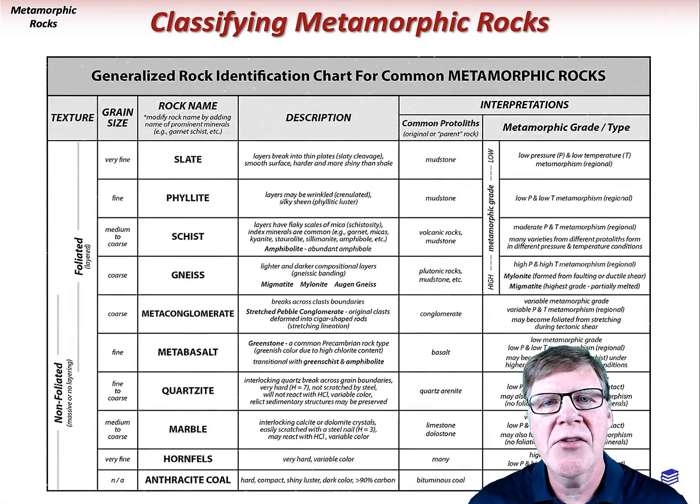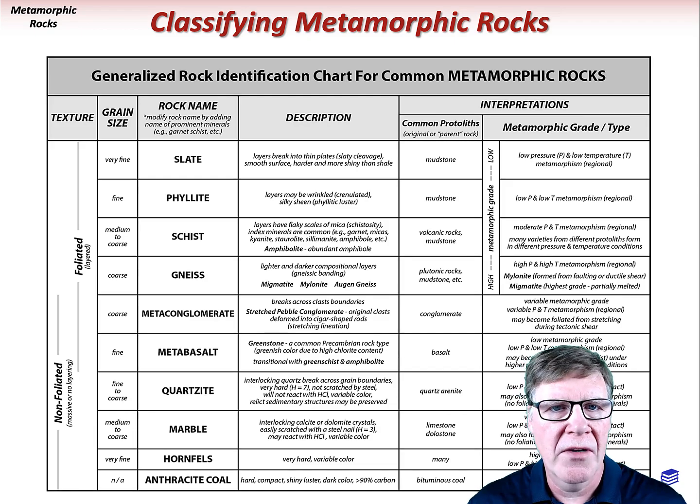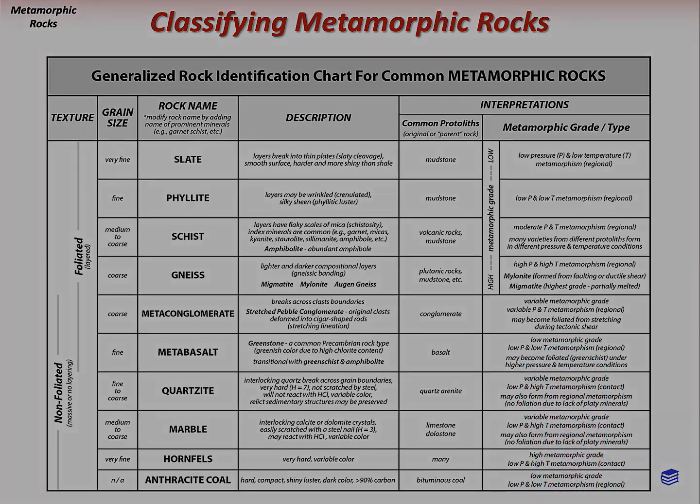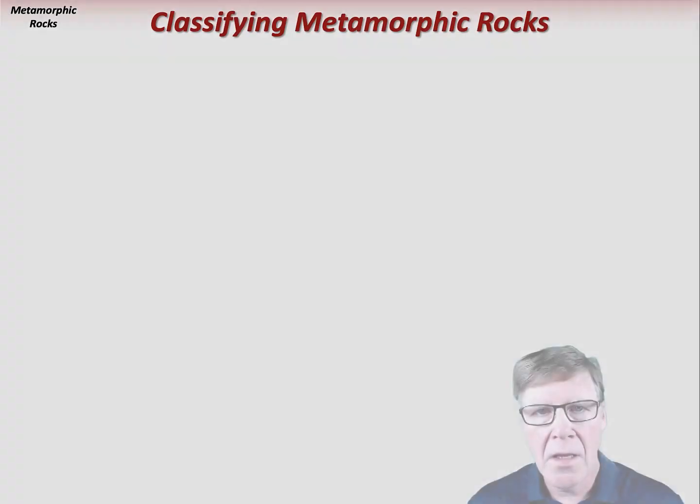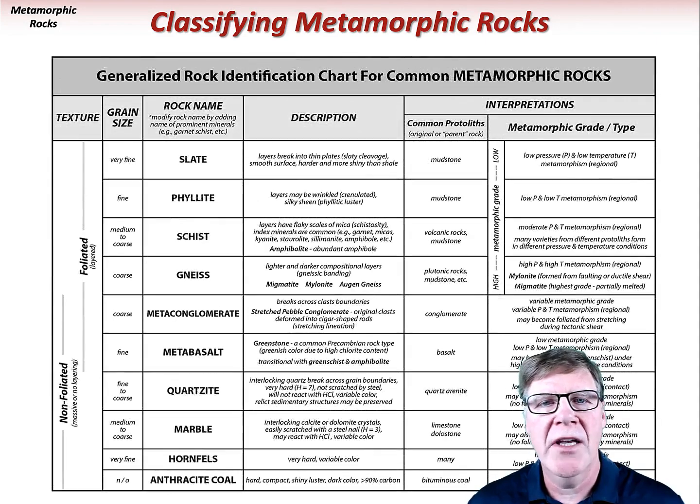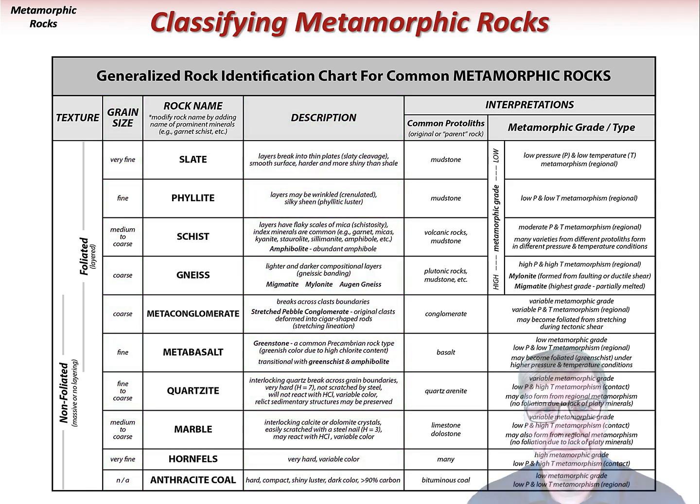This is an identification chart for metamorphic rocks and includes the major textures, descriptions, and interpretations of possible protoliths and metamorphic environments. Metamorphic rocks are generally identified by their texture, either foliated or nonfoliated. Distinctive minerals, crystal sizes, and structures can further discriminate between the different rock types.